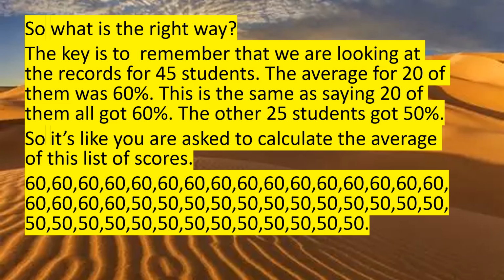The key is to remember that we are looking at the records for 45 students. The average for 20 of them was 60, and this is the same as saying 20 of them all got 60%, and the other 25 got 50%. So it's like you're asked to calculate the average of this list of scores, and you've got all the 60s there and then all the 50s. So you've got the records for 45 students there.